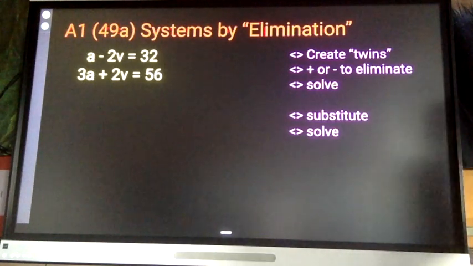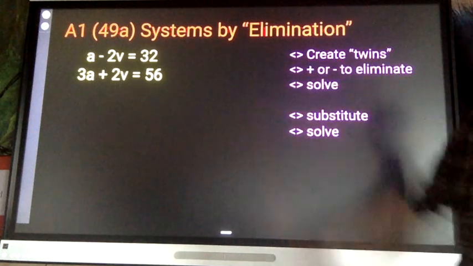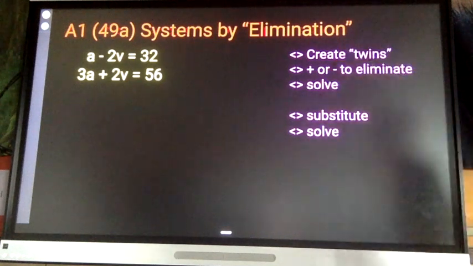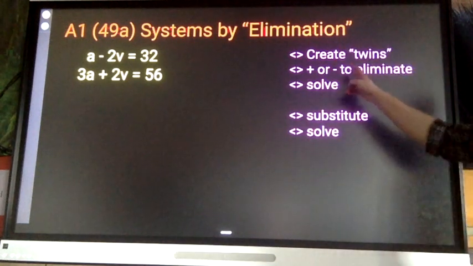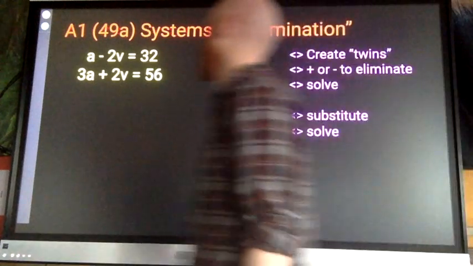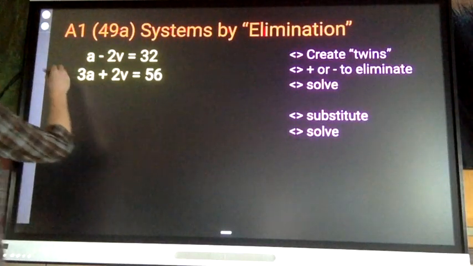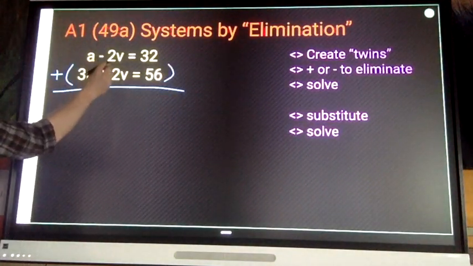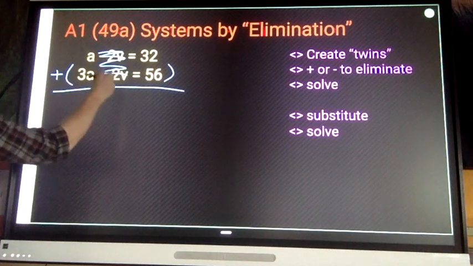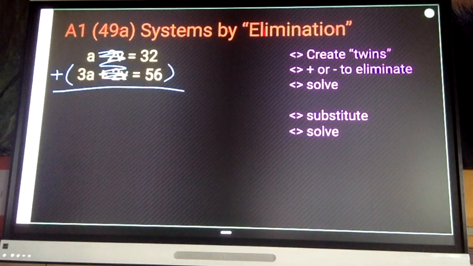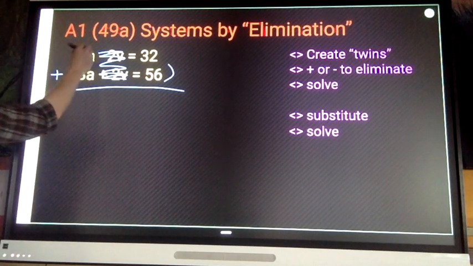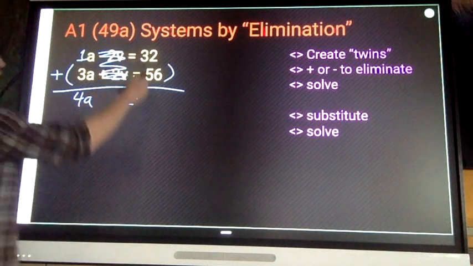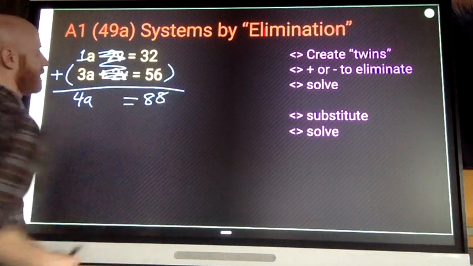Once again, strategy. Create twins, or in this case, find the twins. What are the twins? 2v. We got one positive and one negative 2v, but they are twins. Add or subtract to eliminate. This time, because they're opposites, I'm going to want to add to eliminate. Negative 2v plus 2v is 0. So they would be eliminated. 1a plus 3a is 4a, and that is equal to 32 plus 56, 88.